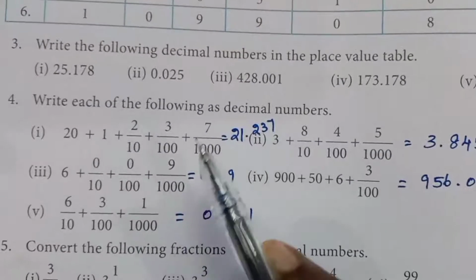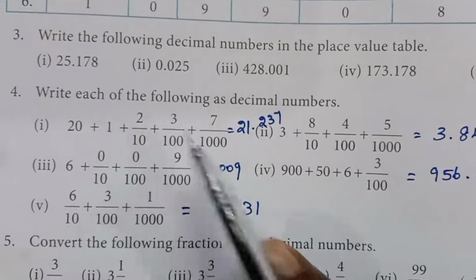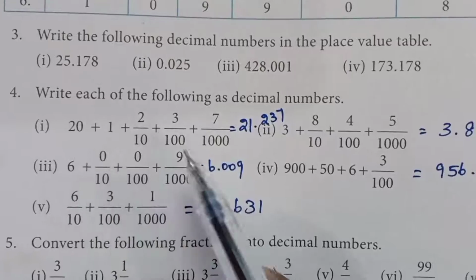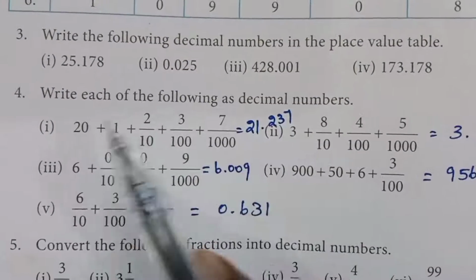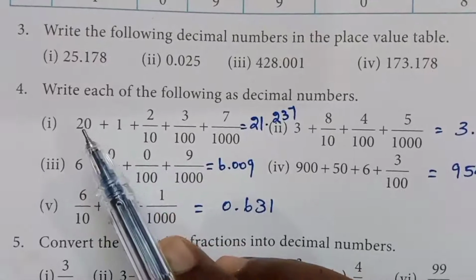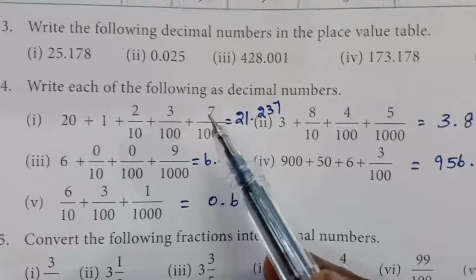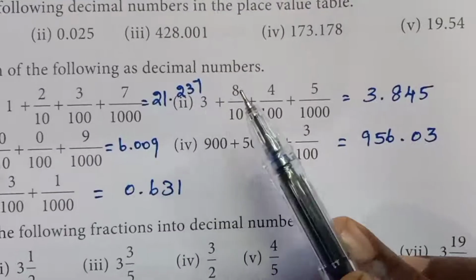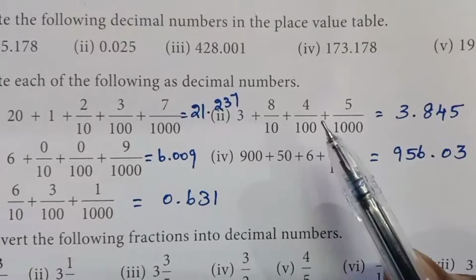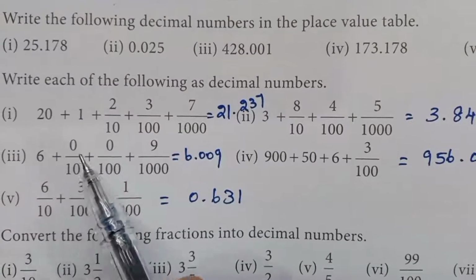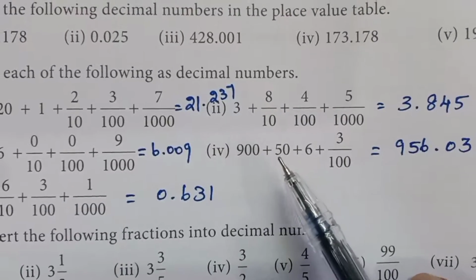Students, in the previous exercise you learned decimal number to expanded form. In the same way, expanded form to decimal number. The fractions are the decimal part, and there is an integral part. So that is 2 tens and 1 ones. So that is 21.237. For this next one, 3.845, the fraction is considered as the decimal part. So that is 6.009.